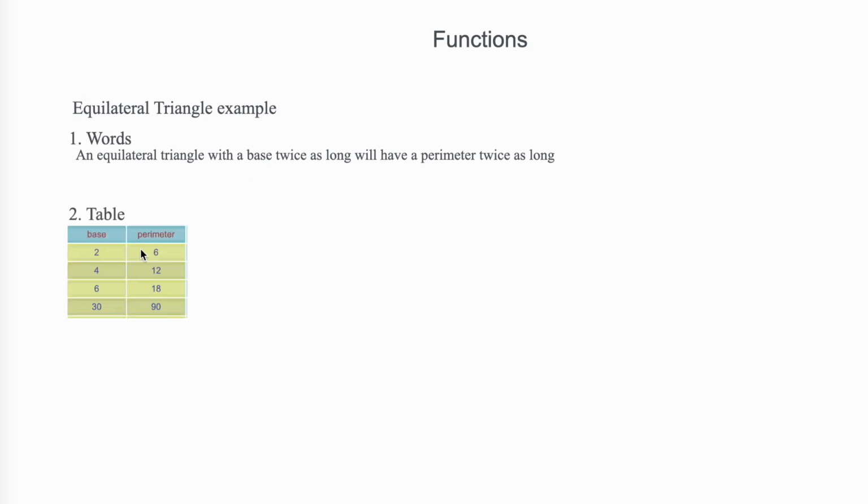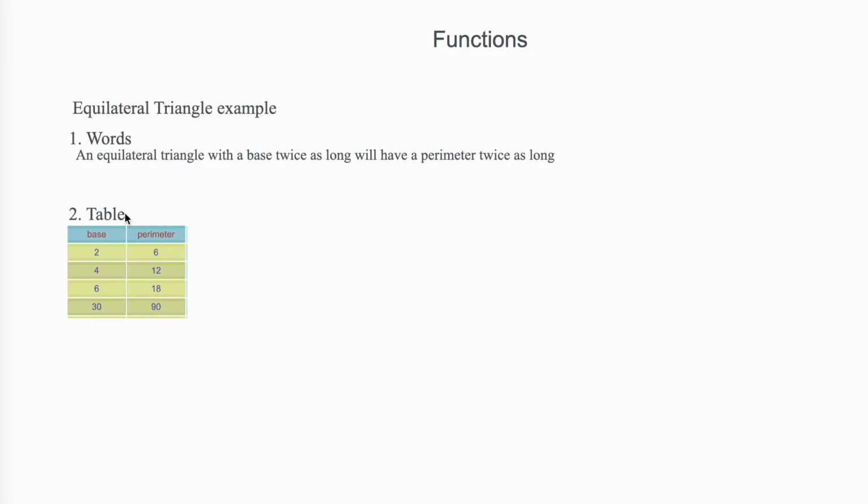We can make a table of values for this. If the base is 2, then the perimeter must be 6. That makes it equilateral, so if the base is 2, the other two sides are also 2. That's 3 times 2 is 6. If the base is 4, then the perimeter would be 3 times 4 is 12. If the base was 6, then the perimeter would be 3 times 6 is 18. If the base was 30, then the perimeter would be 90.